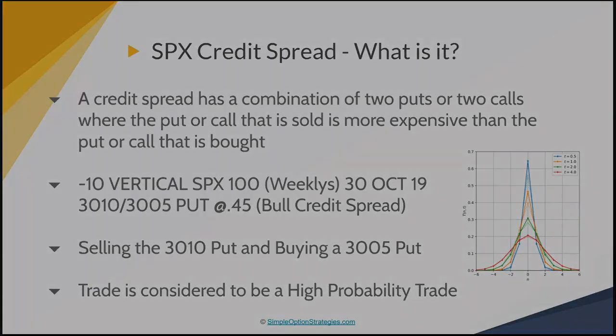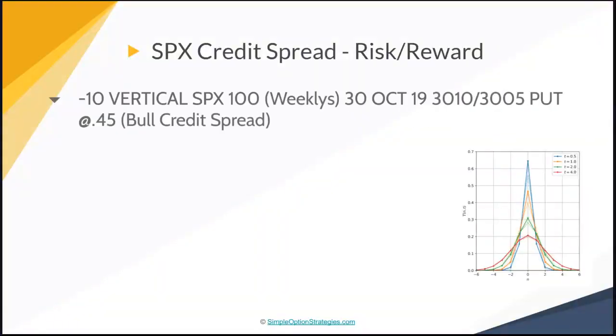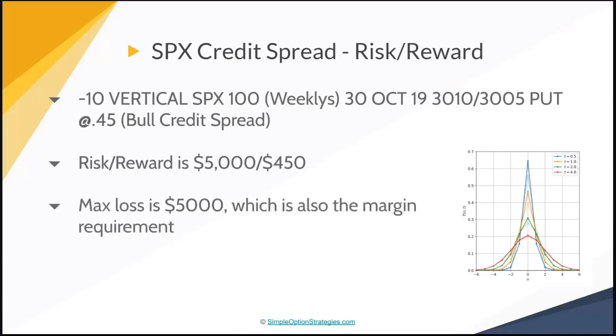So let's talk about the risk reward. In this particular example, you're selling the 30-10 and buying the 35 put for 45 cents. The risk reward in this case is $5,000 minus the $450 credit that you received. That's your max loss. On this trade, you could lose $4,500. And I've done it. It's happened to me. So you have to understand how risky this trade is and how important it is to manage it. We'll talk about management in a bit.